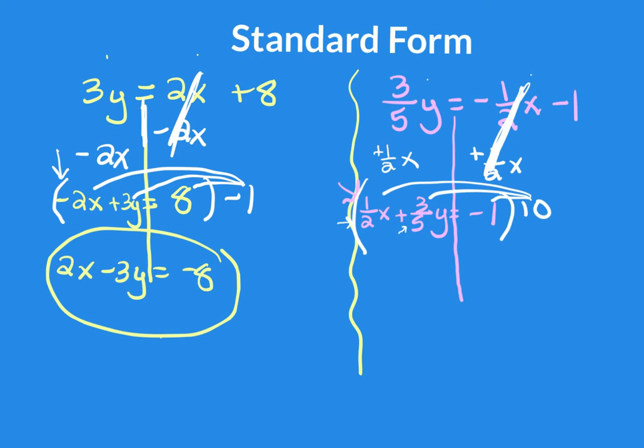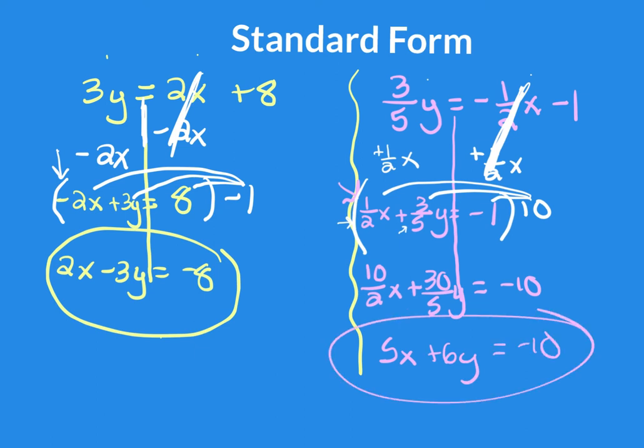10 times 1/2. Think about multiplying 10 to the numerator. So 10 times 1 is 10 over 2x plus 10 times 3/5. So 10 times 3 is 30 over 5y equals 10 times -1 is -10. So now divide. 10 divided by 2, so I've got 5x. 30 divided by 5 plus 6y equals -10. Converted to standard form.